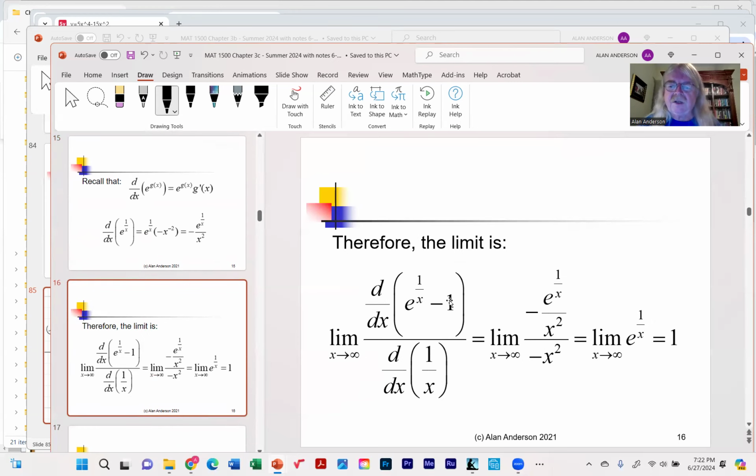And the 0 drops out. Down here we have negative x squared. So we ultimately end up with the limit as x goes to infinity of e to the 1 over x, which actually will be e to the 0, which is 1. Remember, when you take the limit as x goes to infinity of 1 over x, that converges to 0. So we end up with e to the 0, which is just 1.